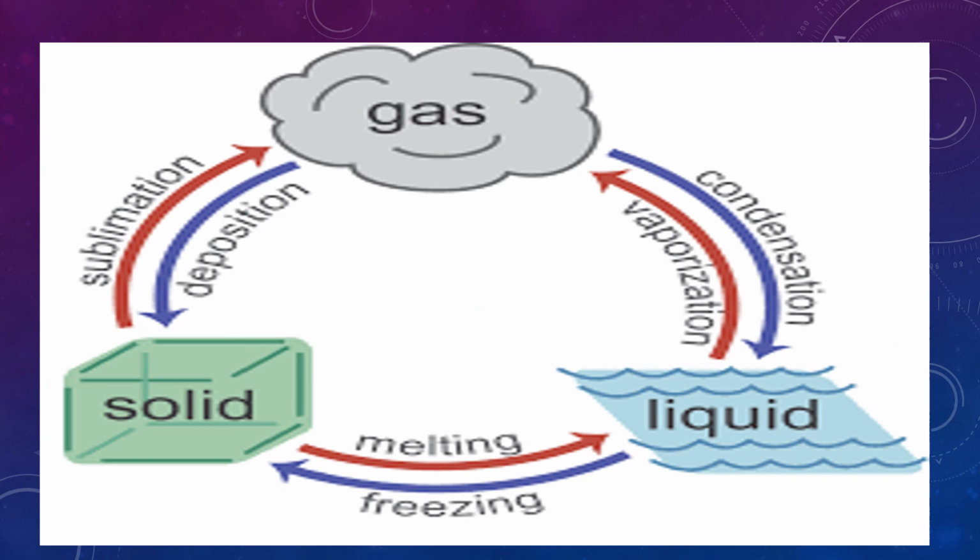Again, you are seeing the same thing here. Solid on melting turns to liquid, liquid on vaporization turns to gas, gas on condensation turns to liquid, and liquid on cooling undergoes freezing and forms solid. A few solids directly on heating turn to gases, and this is called sublimation, and some gases on cooling directly turn to solid. This is called deposition.